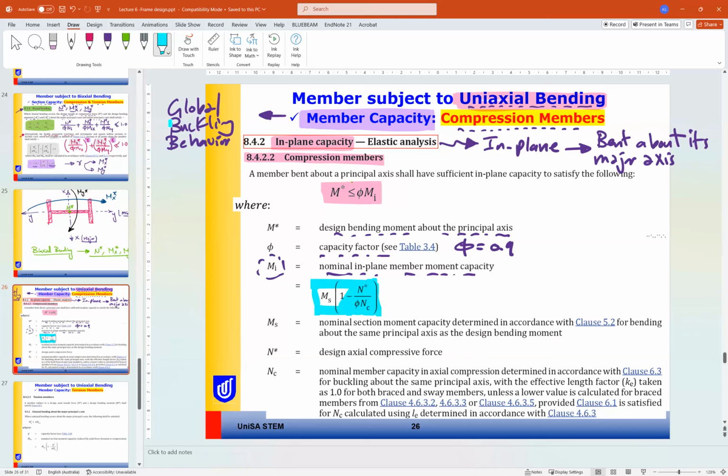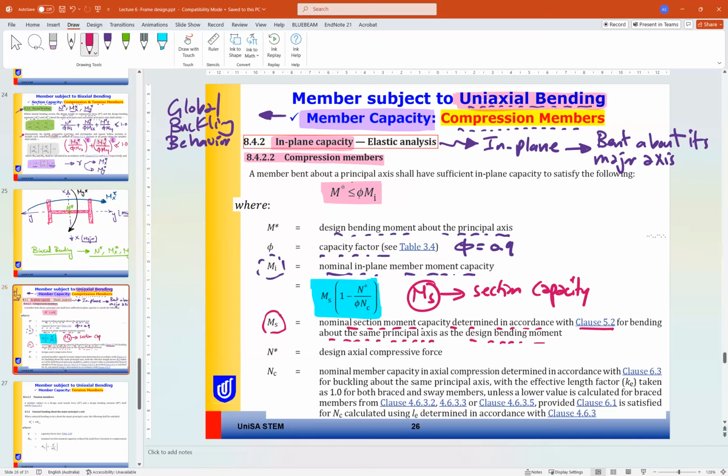Mi in this case, as you can see, is calculated using the formula Ms times (1 minus N* divided by Nc), where Ms is the nominal section capacity determined in accordance with clause 5.2 for bending about the same principal axis as the design bending moment. So Ms is the section capacity of the member in bending moment, similar to our design of flexural members before.